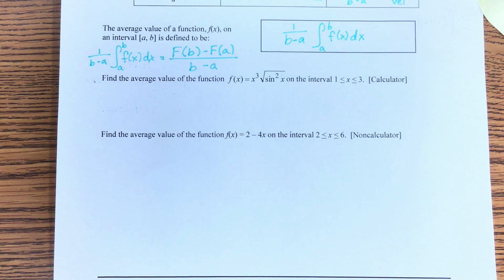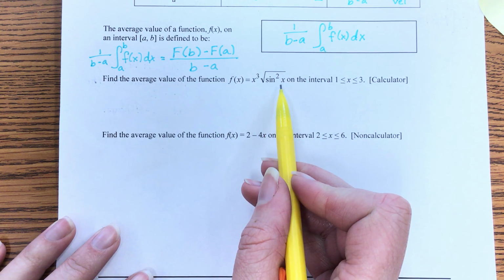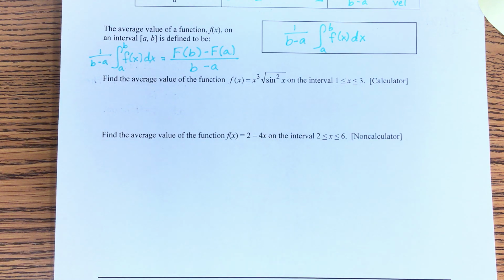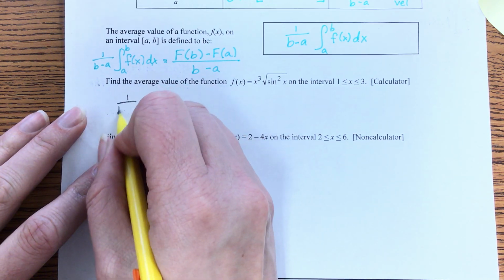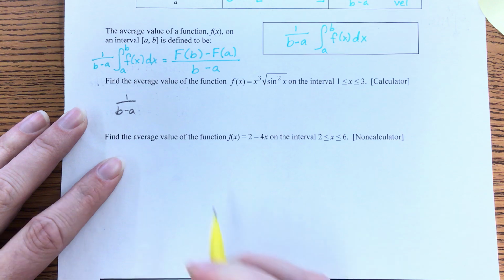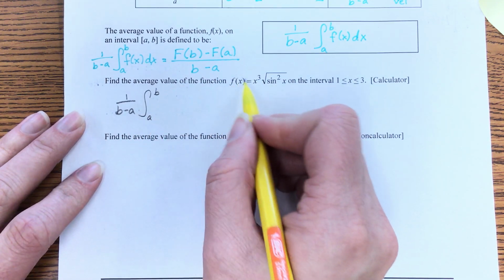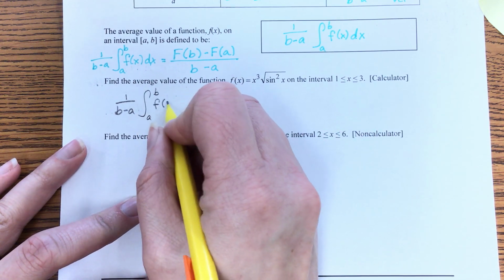Find the average value of the function f of x equals blah, blah, blah. Okay, so we're trying to make this into a rectangle with a certain height. So what is the height that would make it a rectangle that has the same area as the curve has? Okay. We know that we need the 1 over b minus a. We need the integral from a to b of whatever this function is, because this is the function that we draw. So that's the function we need the area for.